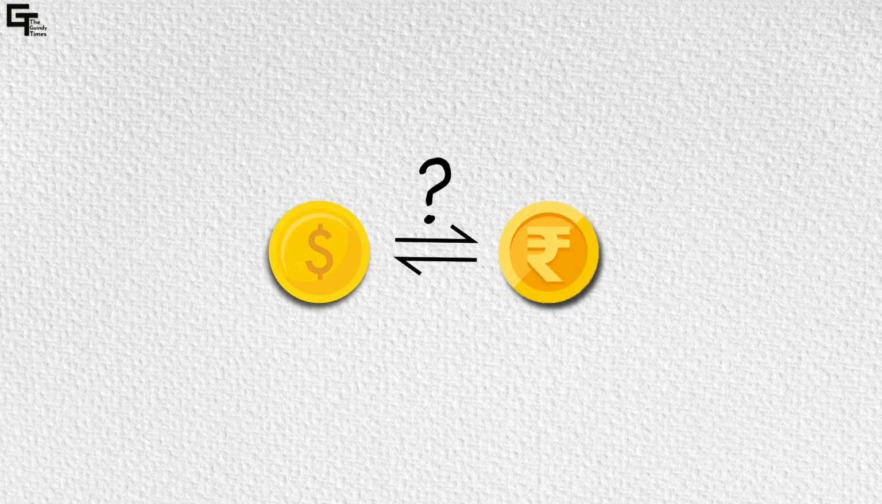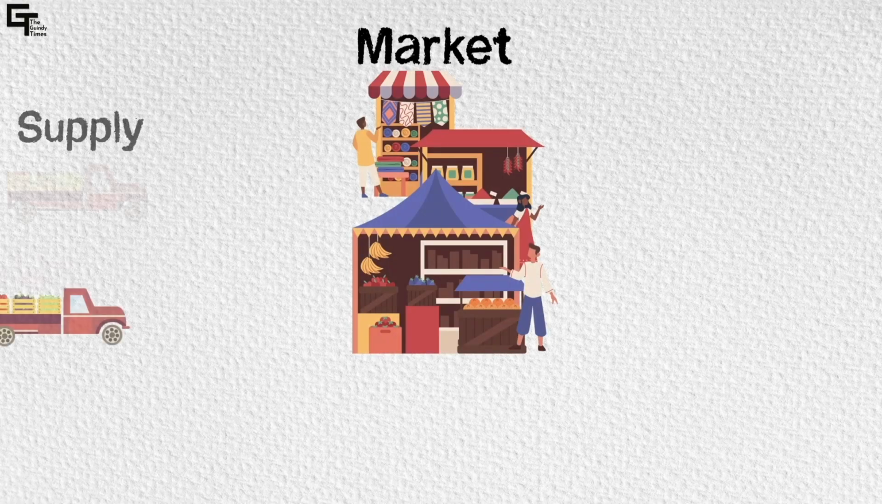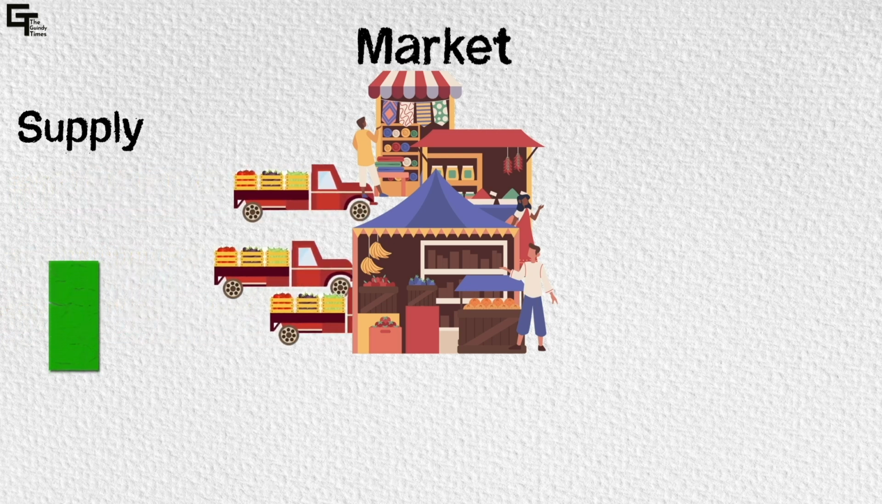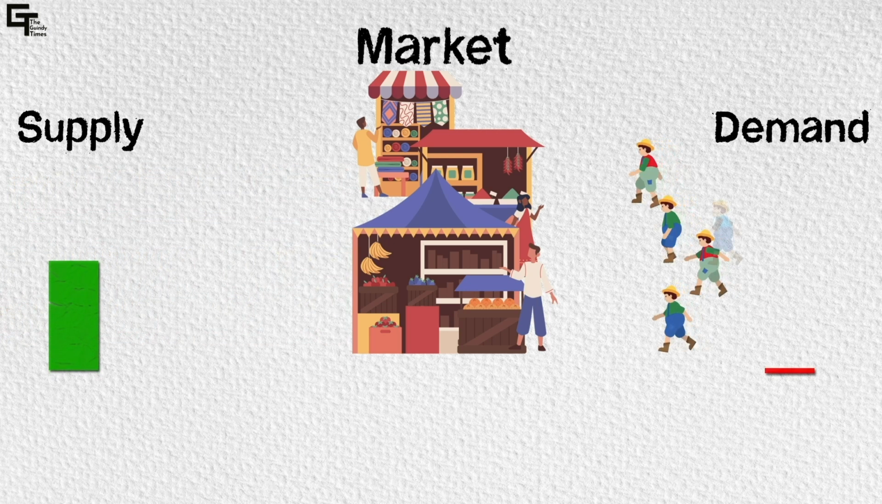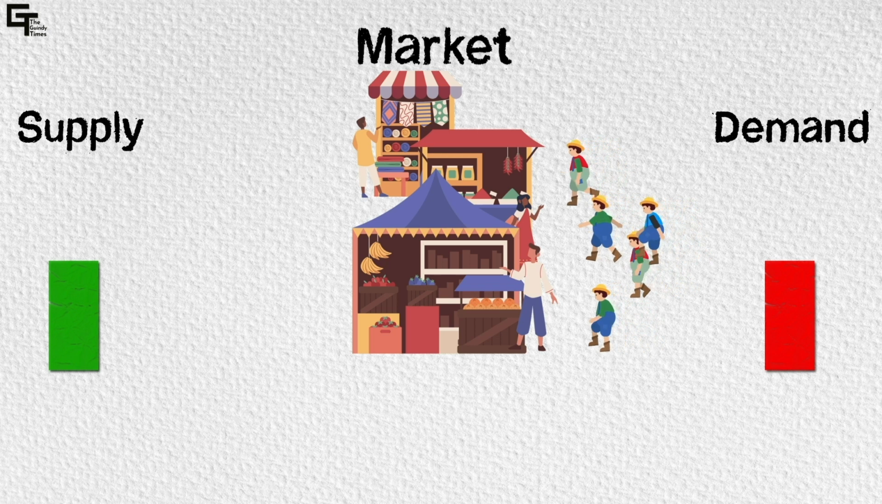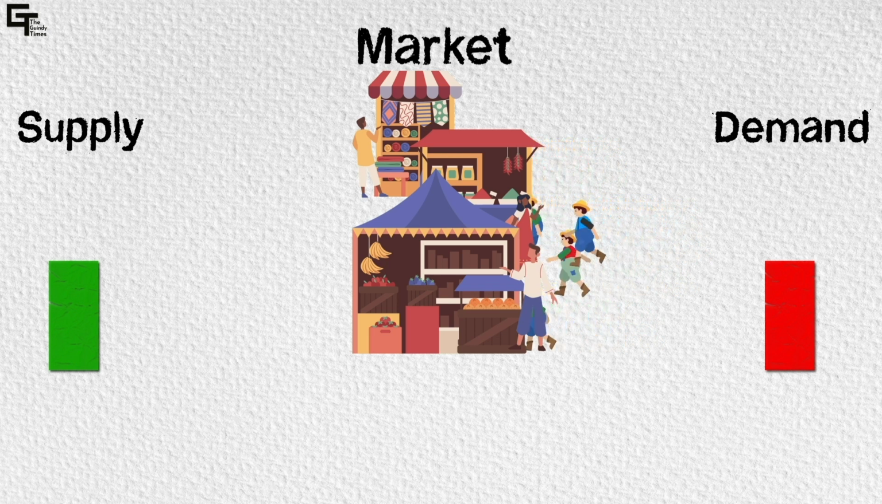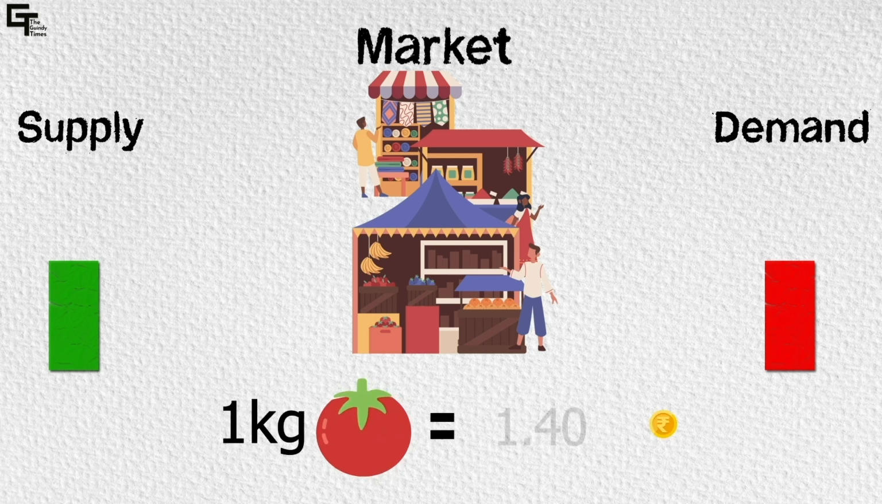To understand what decides the price of a dollar, let's first understand what decides the price of vegetables in our local market. So here's our market. Imagine that we get 3 lorries of tomatoes every day. And on average, about 10 people buy tomatoes from the market every day. Based on the supply of tomatoes and the demand for the same, on that particular day, the price is decided. So that day, 1 kg of tomatoes costs 50 rupees.